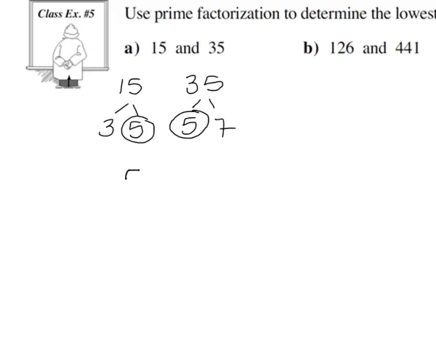In this case, 15 and 35 both have the factor of 5, so I write that common factor down once. Then I multiply by the terms they don't have in common, 3 and 7. 5 times 3 times 7 equals 105. That means that the lowest common multiple of 15 and 35 is 105.